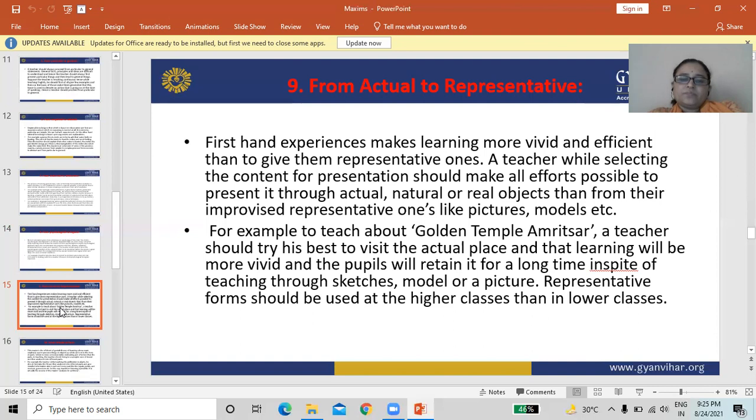For example, to teach about the Golden Temple, Amritsar, a teacher should try his best to visit the actual place and that learning will be more vivid and the pupils will retain it for a long time, in spite of teaching through sketches, models, or pictures. Representative forms should be used in higher classes rather than in lower classes.